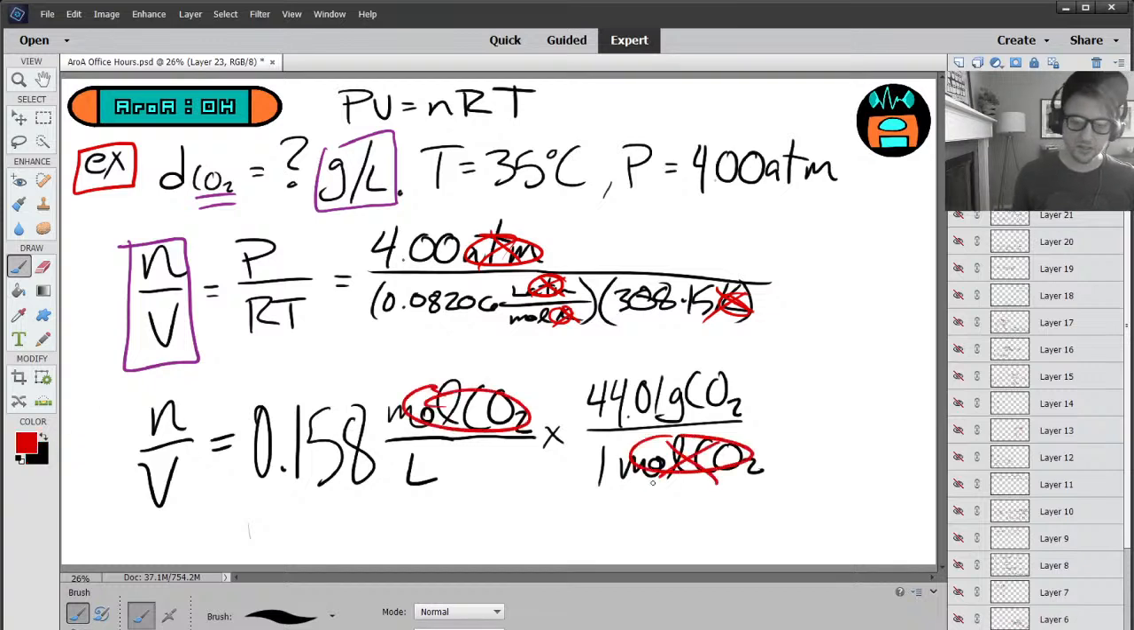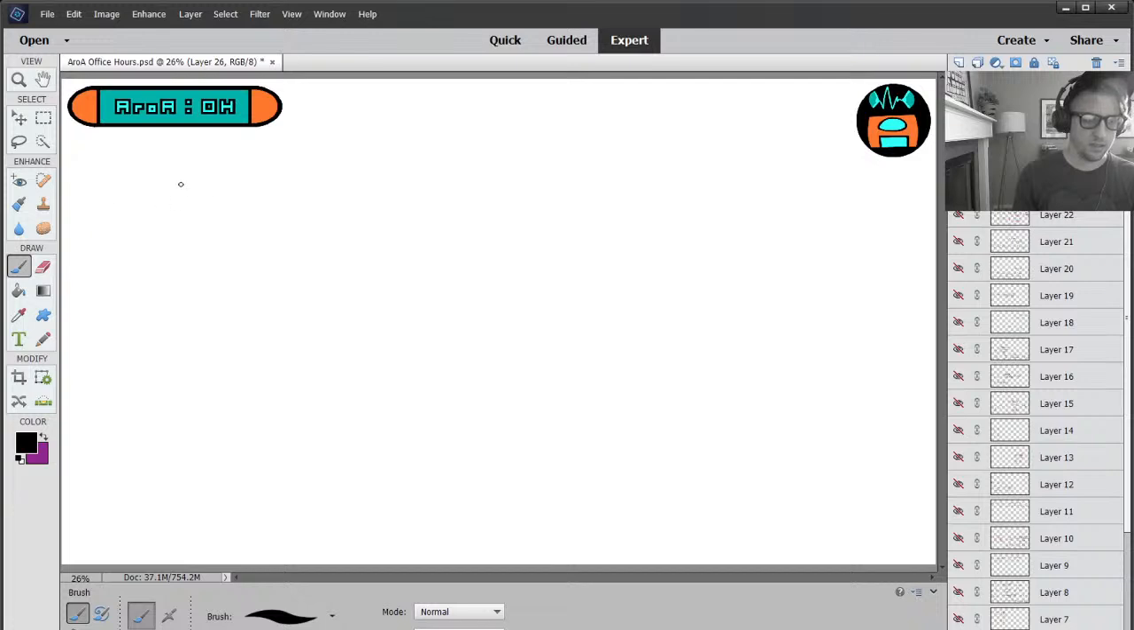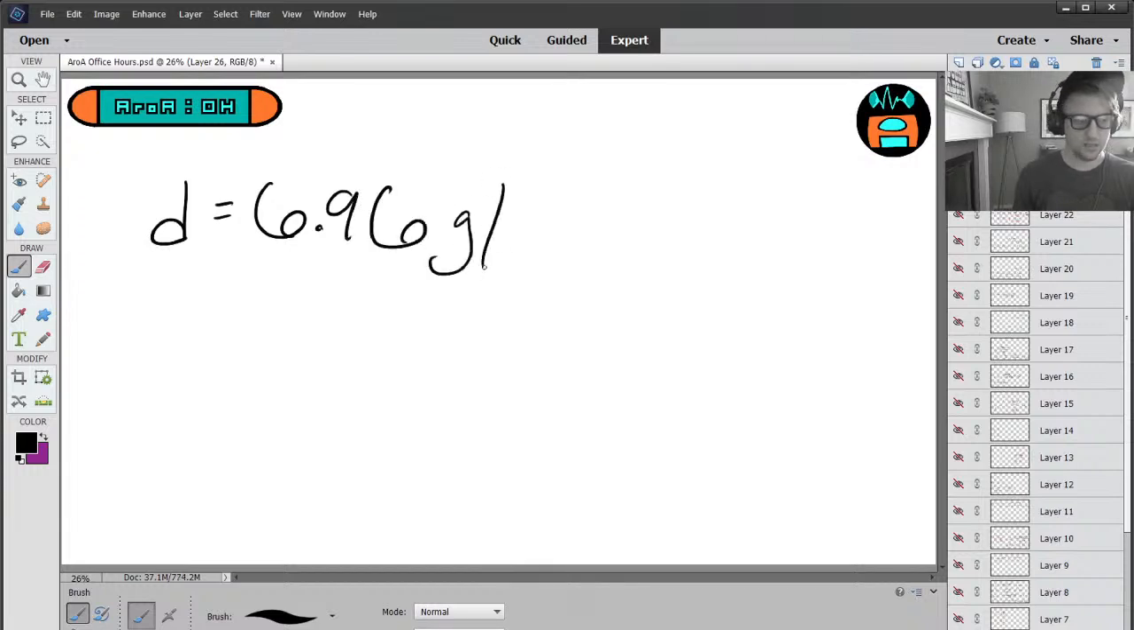Now moles of CO2 cancel, and you'll notice we are now in grams per liter, which is our units of density. So we multiply this by 44.01. And this comes out to be 6.96 grams per liter. Alrighty, and so that's that problem.